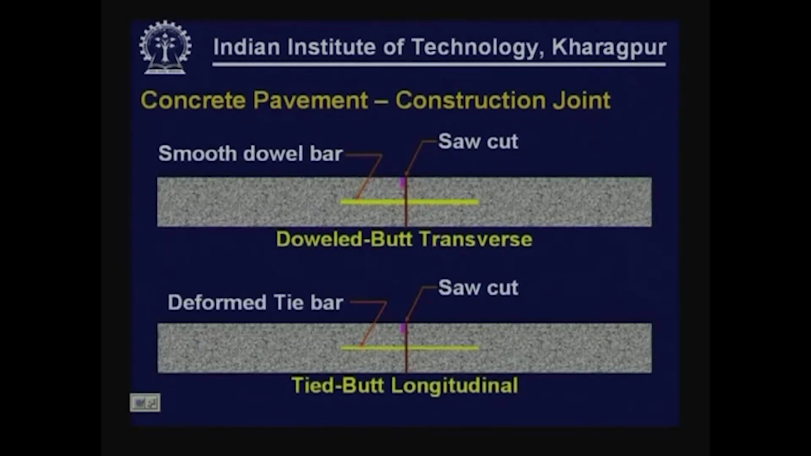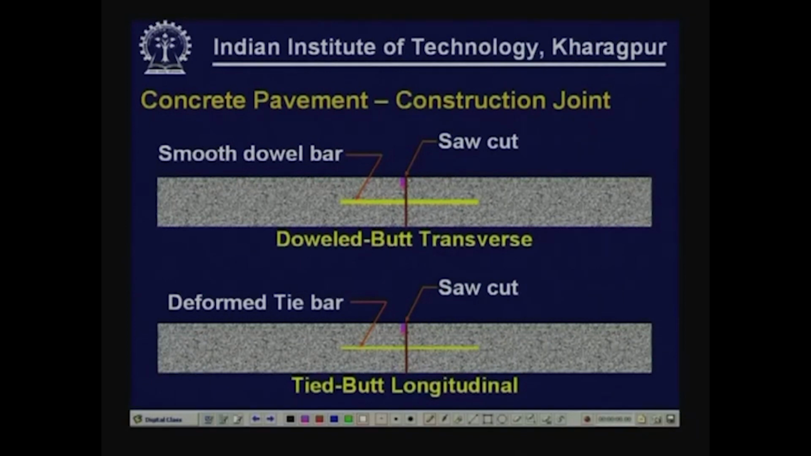You can see two typical construction joint types that are normally provided: butt joint and with dowel bars. So, you have this butt joint provided here, and then you have a socket made, and you also have smooth dowel bars inserted at the time of placing the concrete. This is where we want the load transfer to be through dowel bars.